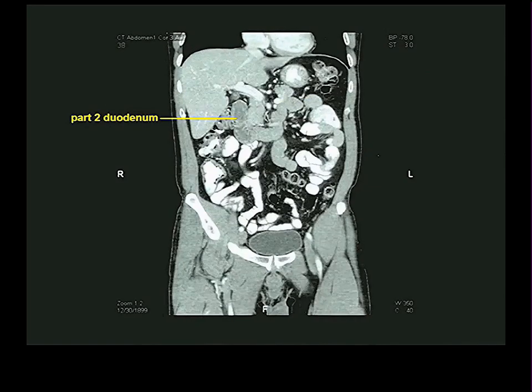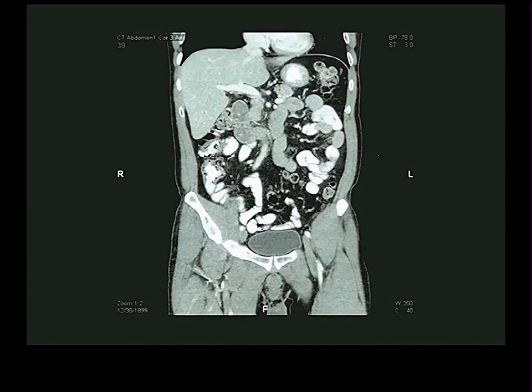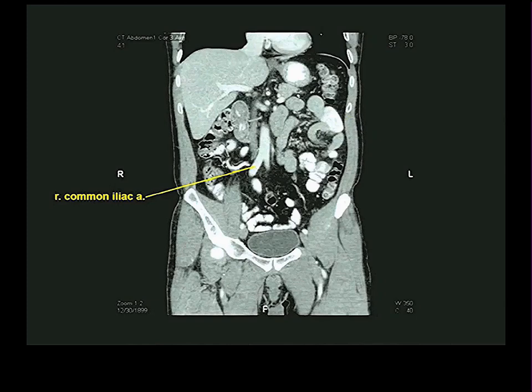Head of pancreas, second part of duodenum, third part of duodenum, fourth or ascending part of duodenum. This is just like in the section. Here is an artery that's coming off. Here's the aorta and the common iliacs.